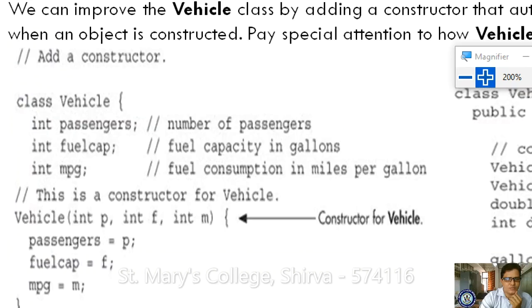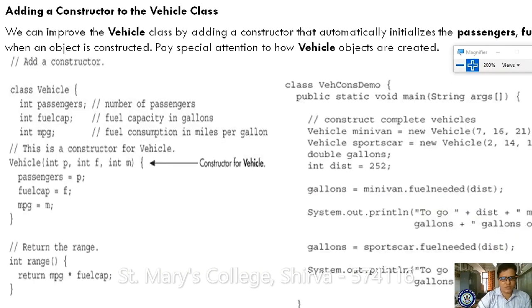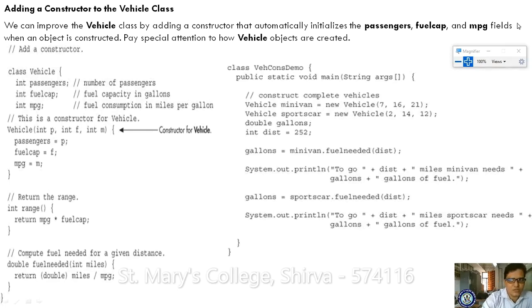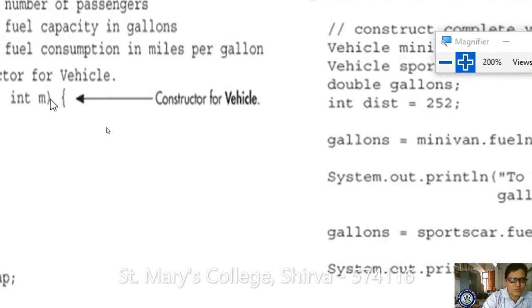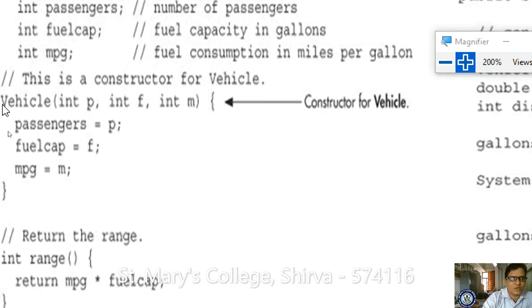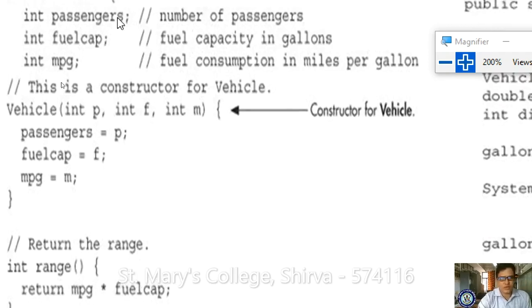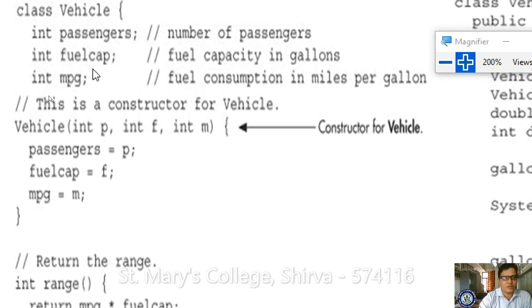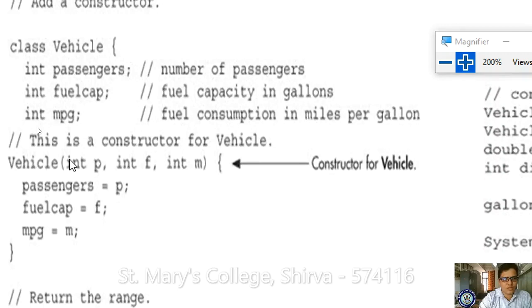I'm having the same constructor. So what is the name of the constructor? The name of the constructor is Vehicle. So what is the name of the class? Vehicle. So the name of the class is Vehicle. By using the name of the class only we are constructing the method, right? Then it is a constructor. If it consists of parameters, then it is called a parameterized constructor.